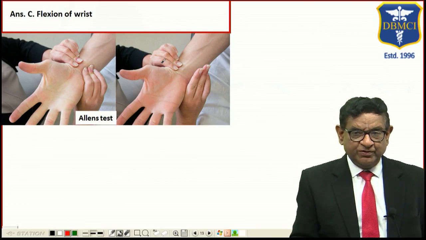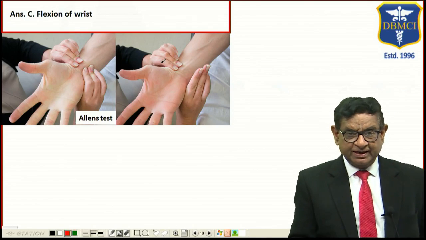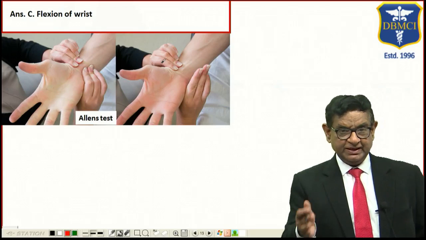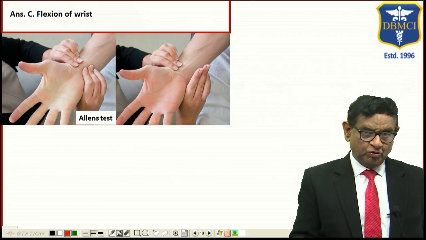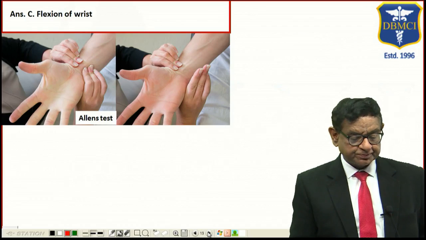If you are not careful, you may damage the artery. It can be any problem. In that case, the entire blood supply of the palm will go. So go for the femoral artery.